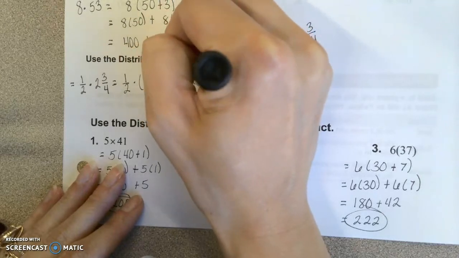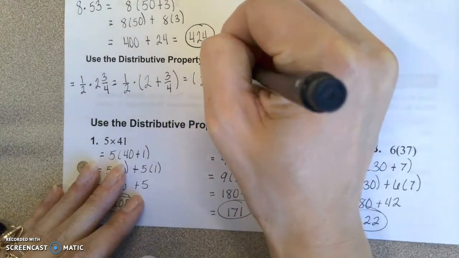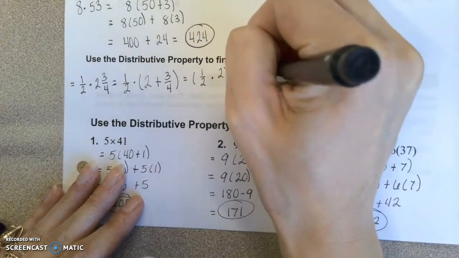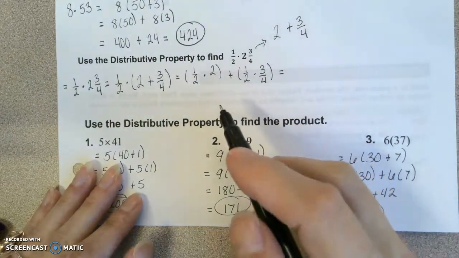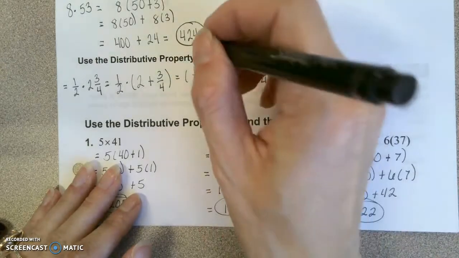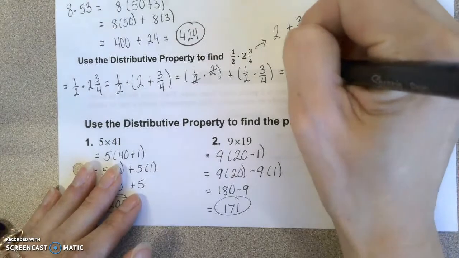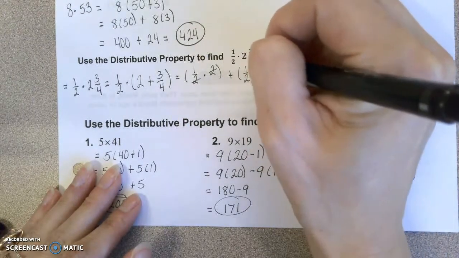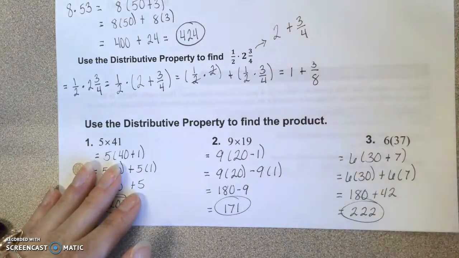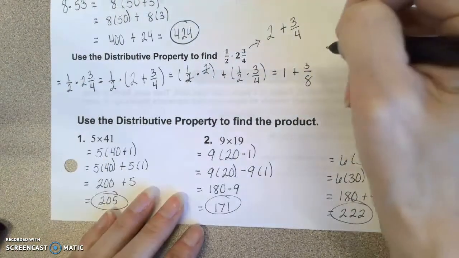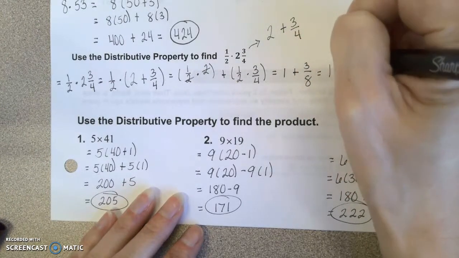So if I write that out, I have 1/2 times 2 plus 1/2 times 3/4. And then 1/2 times 2, these 2's cancel out, so that becomes 1, plus 1 times 3 is 3, 2 times 4 is 8. So then 1 plus 3/8 just becomes 1 3/8.